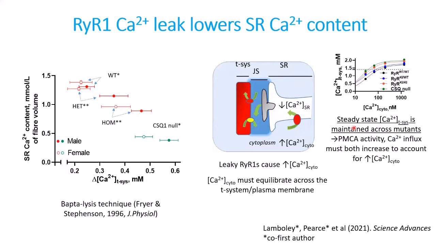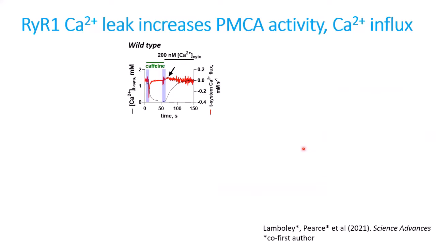We have measured across these mutant genotypes that steady state T system calcium was maintained. And if that's the case, it means this increase in cytoplasmic calcium must be due to an increase in PMCA activity to maintain the steady state, and there also must be an increase in leak to account for this increase in cytoplasmic free calcium. So we explored this further, to show it was the case, by tracking PMCA activity.